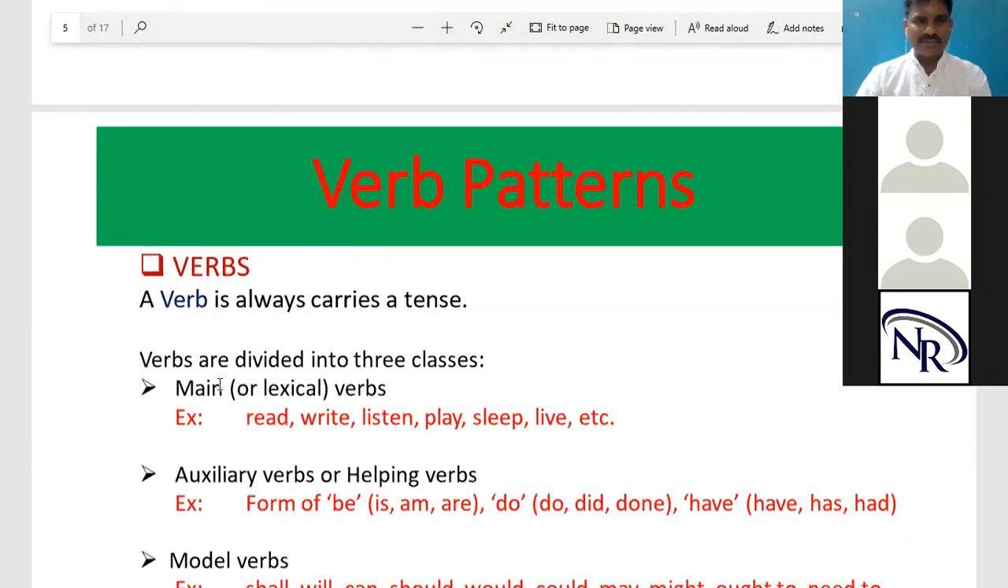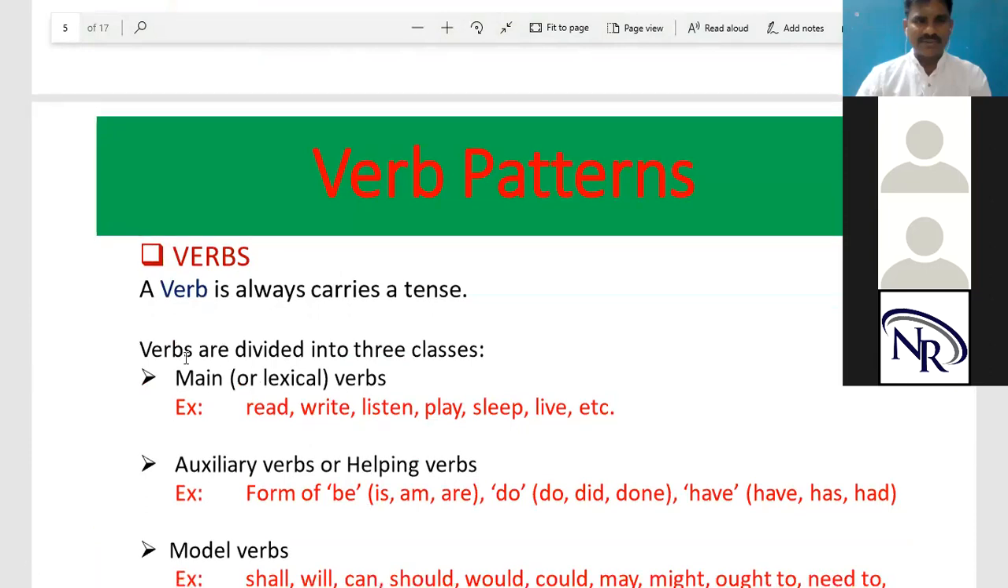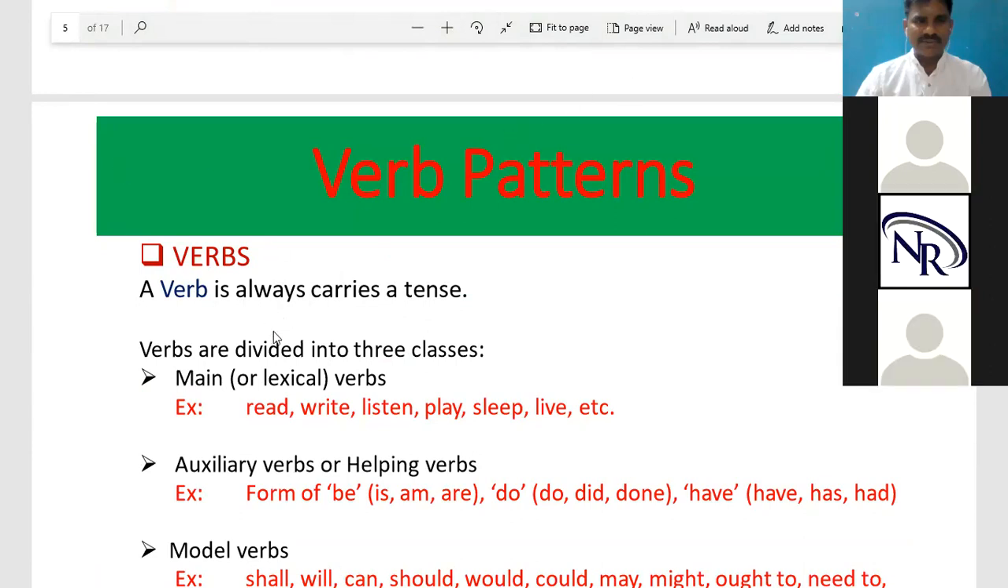Next, coming to verbs. A verb always carries a tense, as you know, different tenses. In first year you have learned tenses: present, past, and future tense. And again, subcategories, classifications of each tense into four categories: simple, continuous, perfect, and perfect continuous. So a verb always carries a tense. Let us see the classes of verbs.